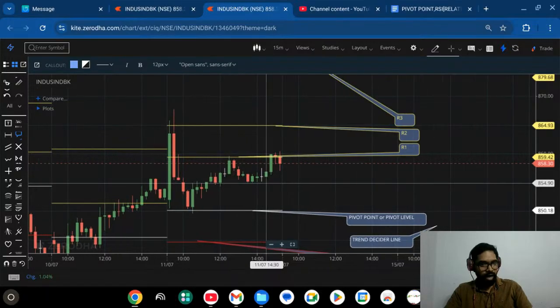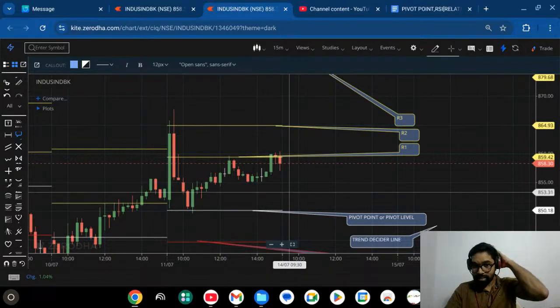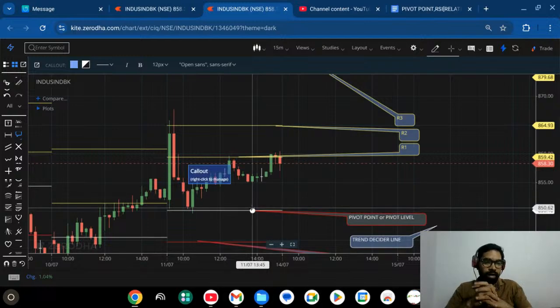Okay, let me clarify what this pivot point indicates and how we will identify all these things. So how can we decide whether the market trend is a buy trend or a sell trend? As I told you, if the current market price is above the pivot point, then the trend is a buy trend.